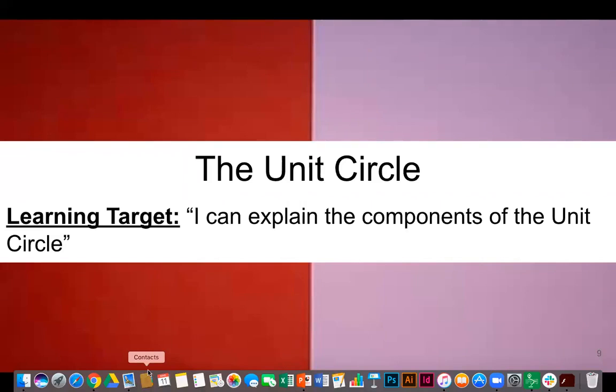Our learning target, as we transition out of talking about radians, is I can explain the components of the unit circle.